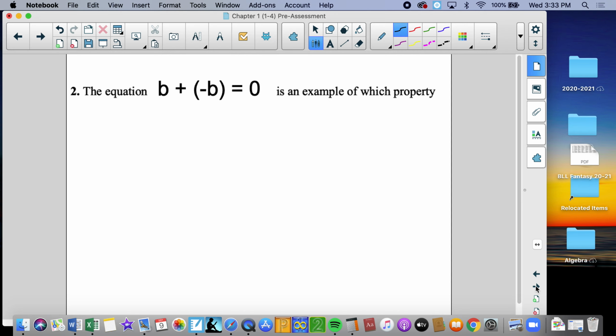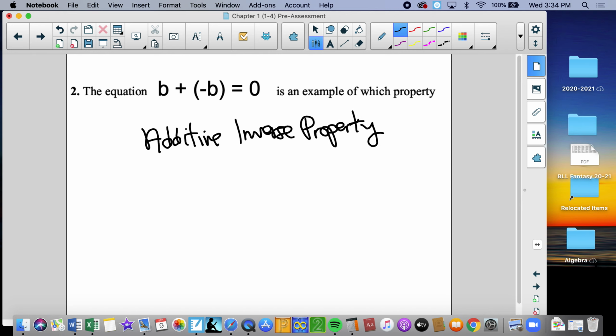And here is our inverse of addition. So that is going to be the additive inverse property. Any number added to its inverse is going to equal 0.